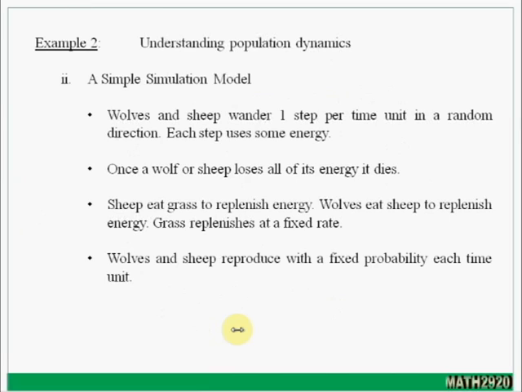And lastly, wolves and sheep reproduce with a fixed probability each time unit. So we might say 20% of the wolves have babies, 20% of the sheep have babies each time unit, or something like that. So there are our simple assumptions. What sort of things can we do from that? What can we actually understand?